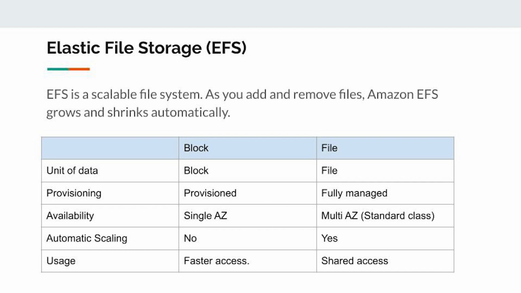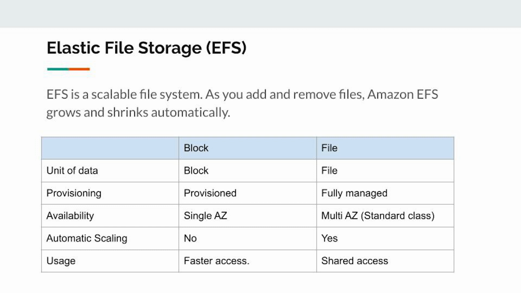Let's do a quick comparison between EBS and EFS. EBS is a block storage, but a file system can be created on a block storage. EFS is a file storage. EBS has to be provisioned. EFS is a fully managed service.